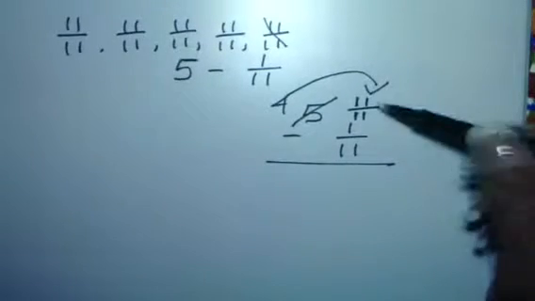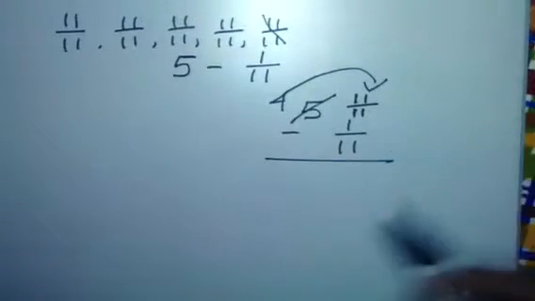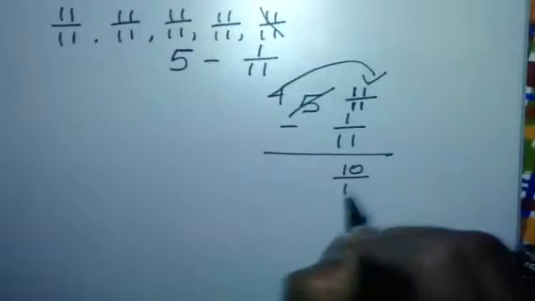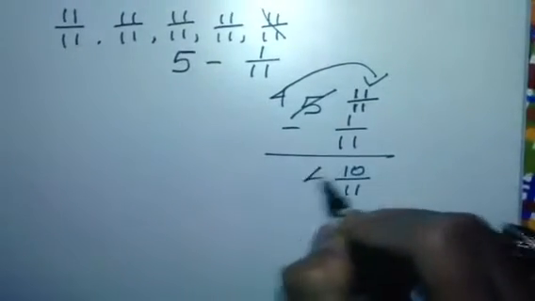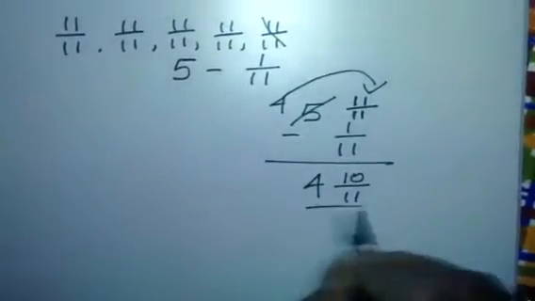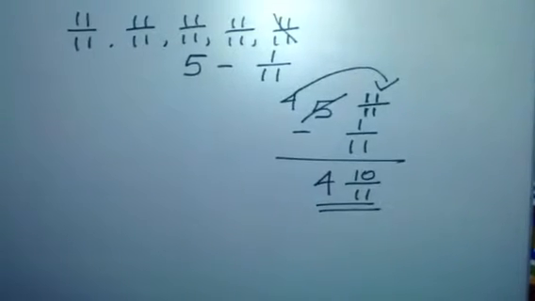I can now subtract: 11/11 minus 1/11 gives me 10/11. 4 minus nothing is 4. I cannot reduce, so I have a final answer.